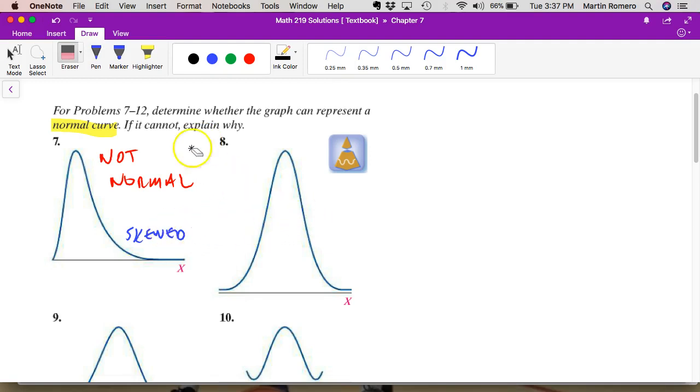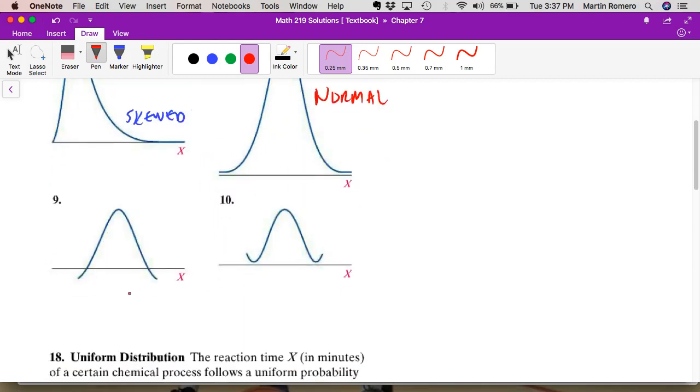I would say this one here is normal. This one is a normal distribution. It has symmetry, starts low, goes high, comes back down. It has an inflection point where it kind of changes direction. That is a normal distribution.